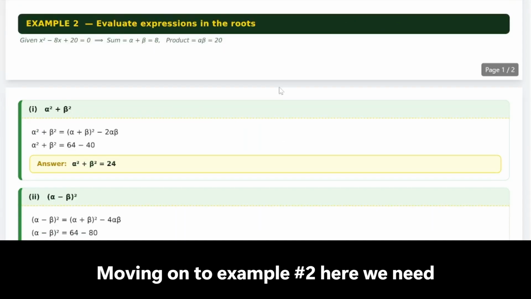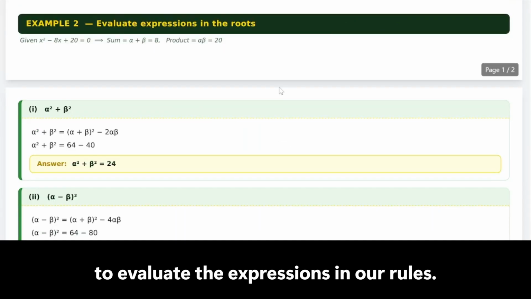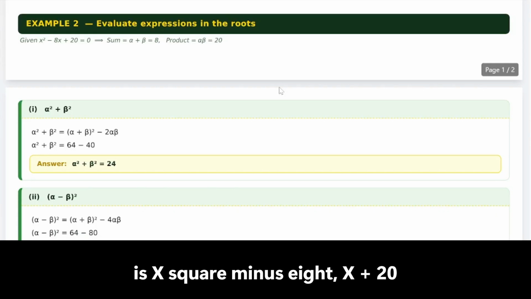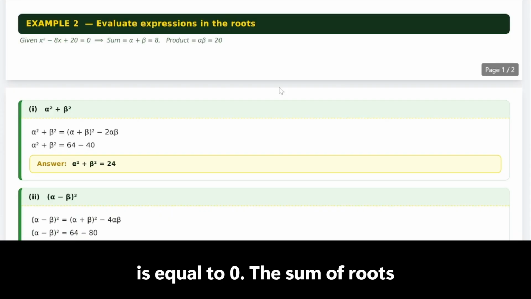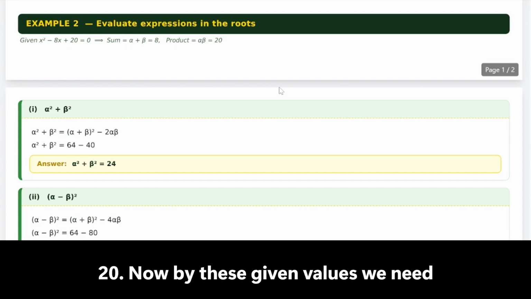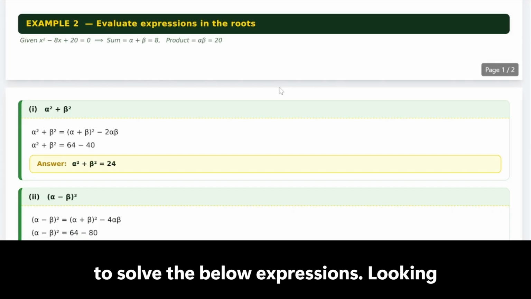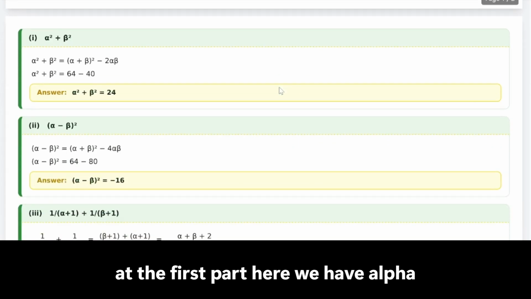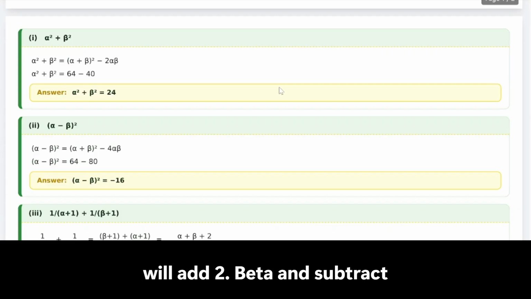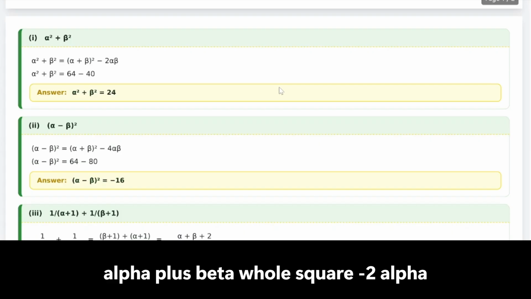Moving on to example number 2, here we need to evaluate the expressions in our roots. We are given a quadratic expression which is x squared minus 8x plus 20 is equal to 0. The sum of roots is 8 and the product of roots is 20. Now by these given values, we need to solve the below expressions. Looking at the first part, here we have alpha squared plus beta squared. So firstly, we will add 2 alpha beta and subtract 2 alpha beta. So that comes up to alpha plus beta whole square minus 2 alpha beta.